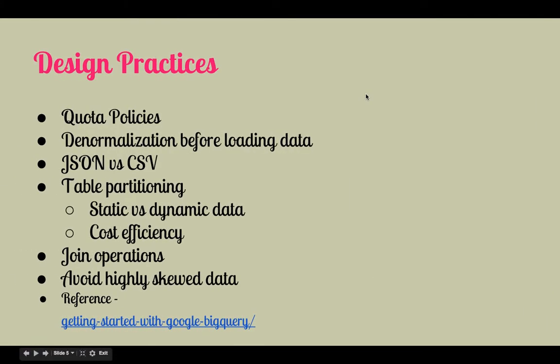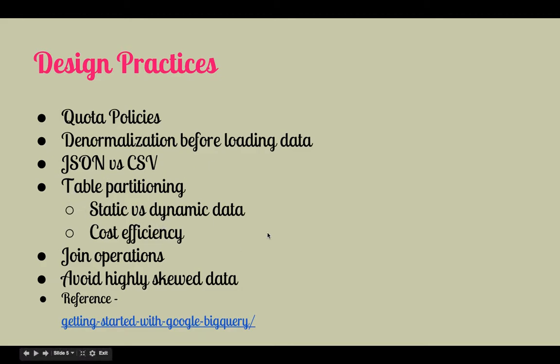Also, during the design practices, we studied denormalizing data before loading it. This was not applicable for our project because we are using already loaded data, but we studied it, and what kind of data is easier to access. Is it JSON or CSV? What are the implications of loading JSON or CSV? Google BigQuery allows you to load CSV or JSON data.